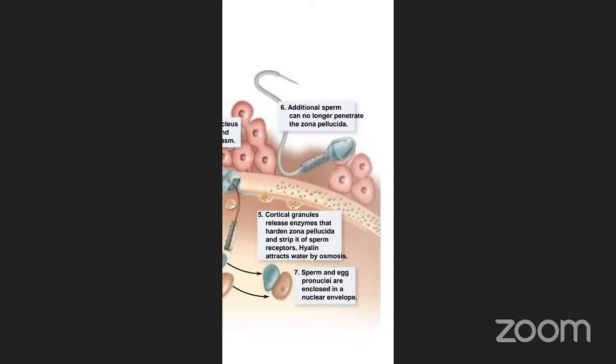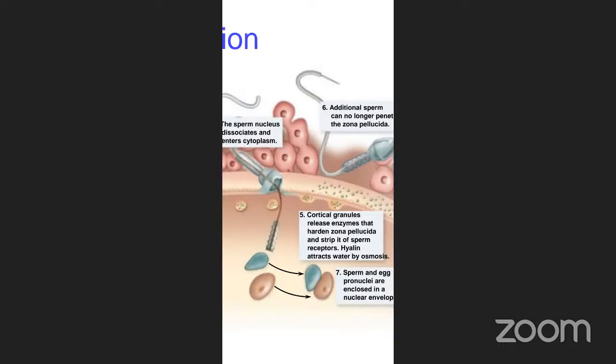Okay, that enzymes will harden the zona pellucida, and all the receptors which are present for the sperm entry will be removed. Now this nucleus will fuse with the egg nucleus, and it will form a zygote with a diploid nucleus. Okay, this is how fertilization takes place. Once the zygote is formed, the next step is cleavage.